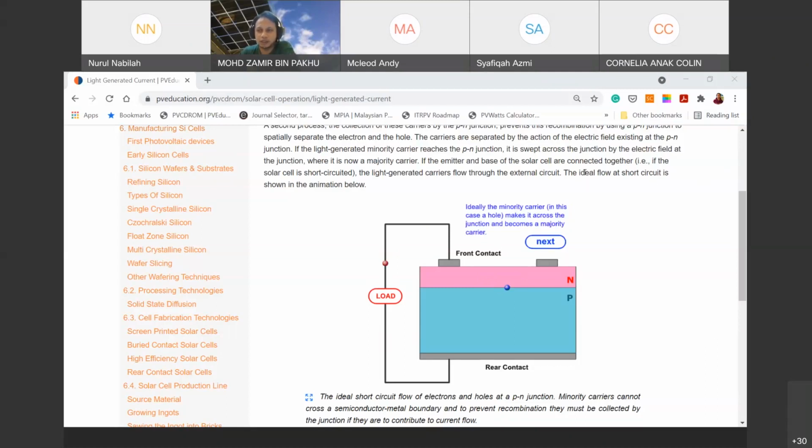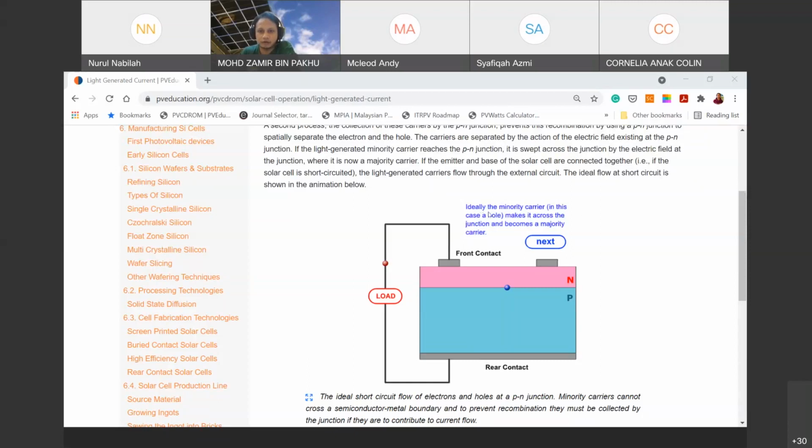Okay, maksudnya negative side n-type lah. So electron will be going to the front, going out through the front contact. And the blue, the hole will be collected at the back, positive side, okay? Electron will be collected in the negative side, hole will be collected in the positive side, right?